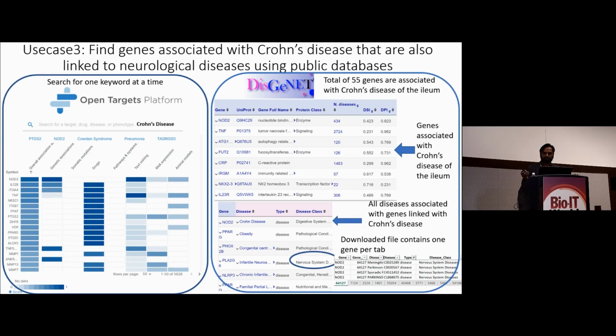And then that's where the thought ends, right? So how do I find all the neurological disease related genes that are also associated with Crohn's disease? So, there is no way for us to move forward.